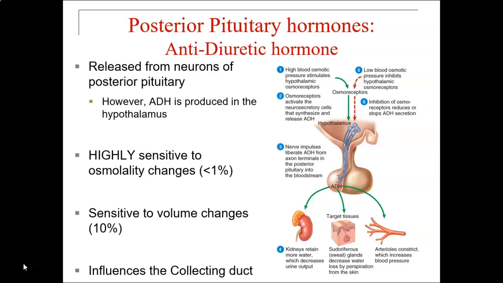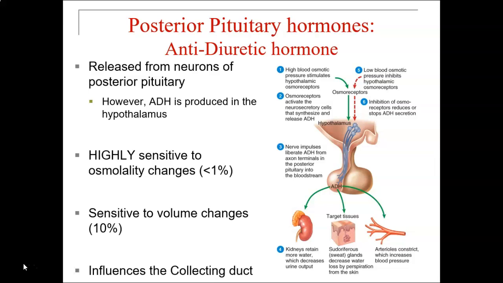Now we're going to shift and start to talk about a couple of the hormones which are released by the posterior pituitary. You'll recall that the posterior pituitary is also called the neurohypophysis. So posterior pituitary, neurohypophysis, they are the same thing. One of the hormones released by the posterior pituitary is anti-diuretic hormone, or ADH.